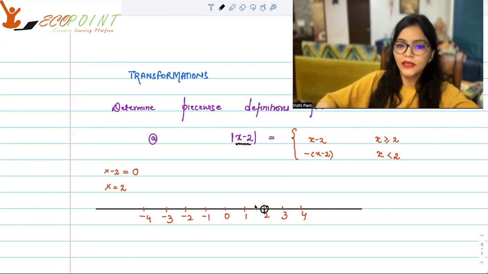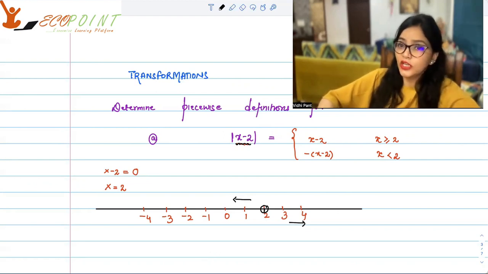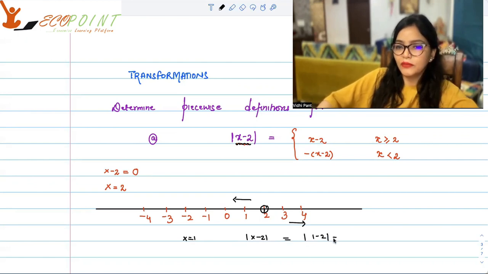Now let's look at what happens to this function when x is lesser than 2, that is in this direction, and what happens when x is more than 2, okay? Because I said that critical point means some change is happening in the function. So let's take x equals 1 and analyze. Now x equals 1, what is mod x minus 2? It's going to be mod of 1 minus 2. That means it's going to be mod minus 1. What is modulus of minus 1? Modulus of minus 1 is 1.